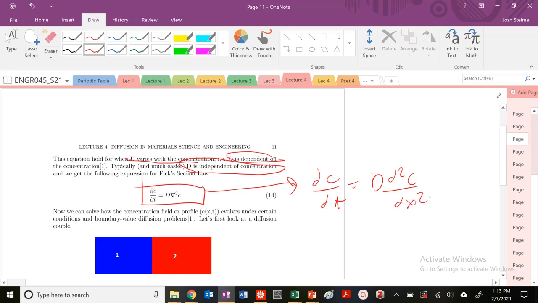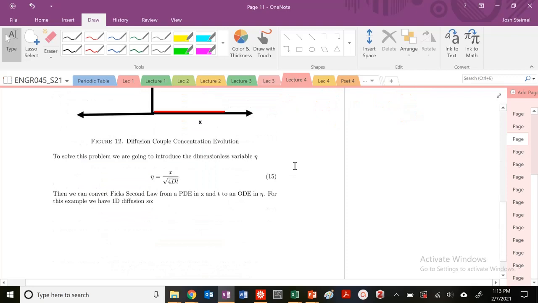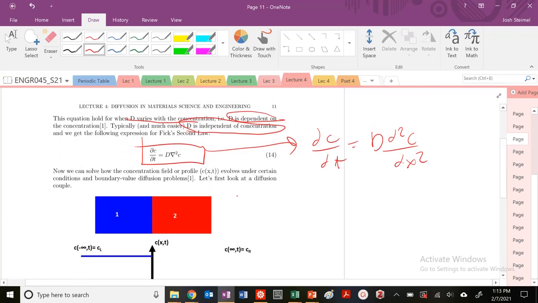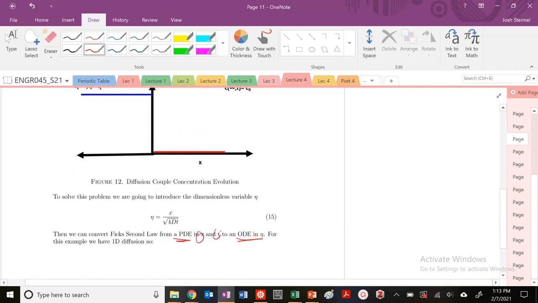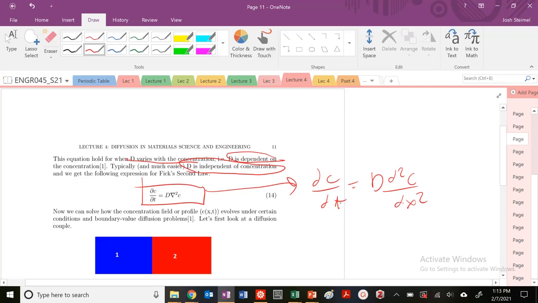So in 1D, this basically becomes dC/dt equals D d squared C/dx squared. So what type of basic equation is this? This is a PDE in x and t, not an ODE. Exactly, we're going to be dealing with the PDE here. Hopefully you remember from ODEs and PDEs, partial differential equation. So our partial differential equation is a function of t and x.